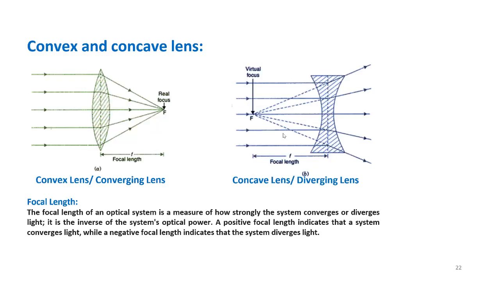Then we have convex and concave lenses. In the convex lens, we are able to converge the light to focus at the focal point. But in the concave lens, we are diverging the light. So this is the basic difference between the convex lens and the concave lens. You might have known it as well.